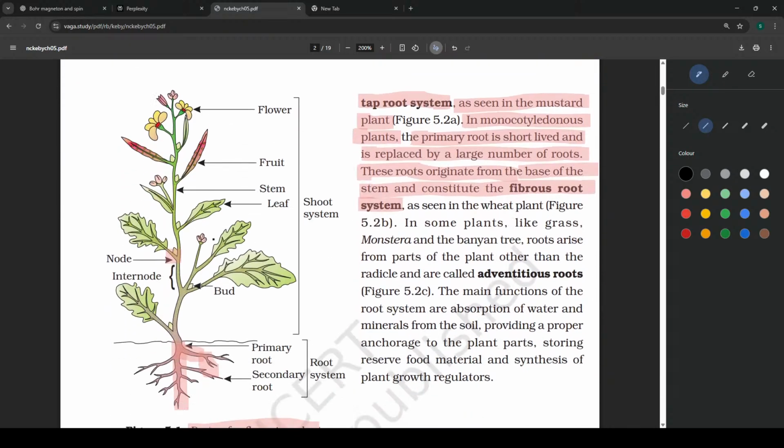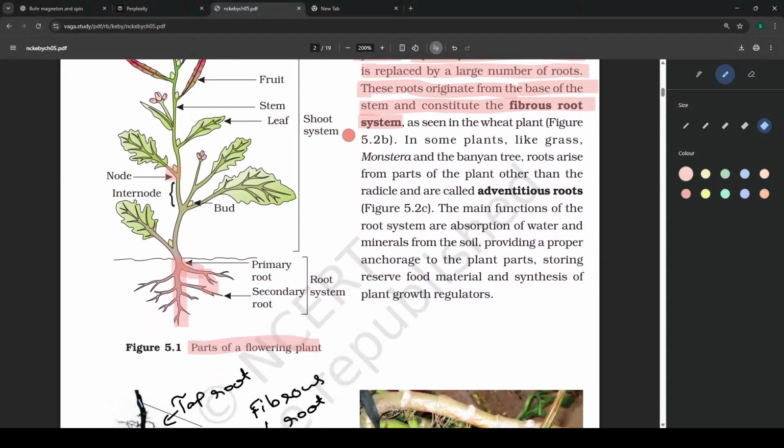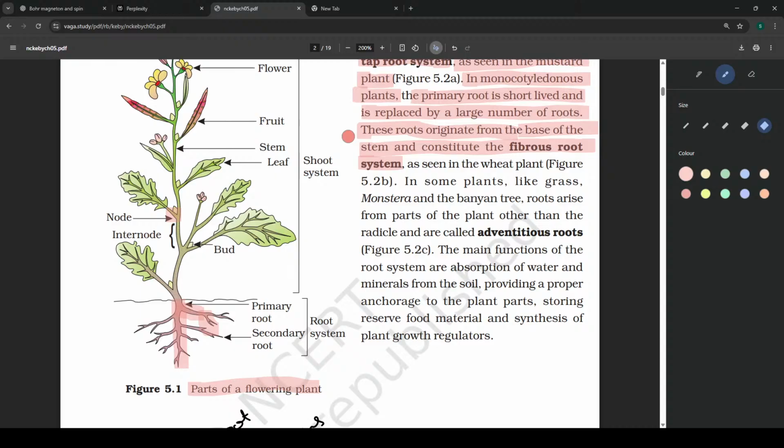The monocotyledonous plants. These plants, their primary root, we know that radicle elongates and primary root is formed. But in case of monocotyledonous plants, this main primary root doesn't last long. It has a short lifetime, and it is therefore replaced, and many kinds of other roots from the basal part from here will originate and again grow into the soil. This is called the fibrous root system.